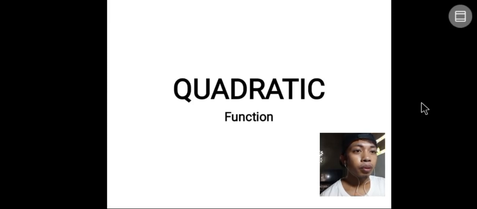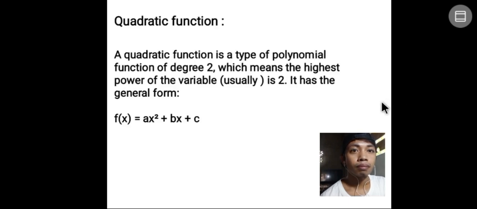Good day everyone. For this video, we will focus on finding the vertex of our quadratic function. A quadratic function is a type of polynomial function of degree 2, which means that the highest power of the variable is usually 2. It has the general form f of x equals ax squared plus bx plus c, and c is our constant.